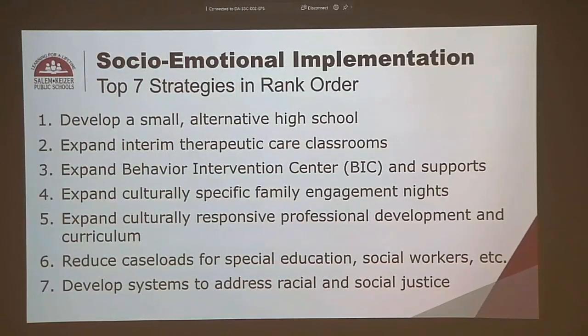Number 6, and this is a theme in all 3, reduce caseloads for special education, for social workers. So that was a theme that was mentioned on a strategy, and remember for the academic and the recommendations from these. And then the 7th was develop a system to address racial and social justice. And that was something where there is a need. So we're not just dealing with individual cases that come up, but we are developing a system to be able to address them holistically. And that's a theme that we heard overall. This need for a systemic response is kind of a theme that we heard in all of our groups.